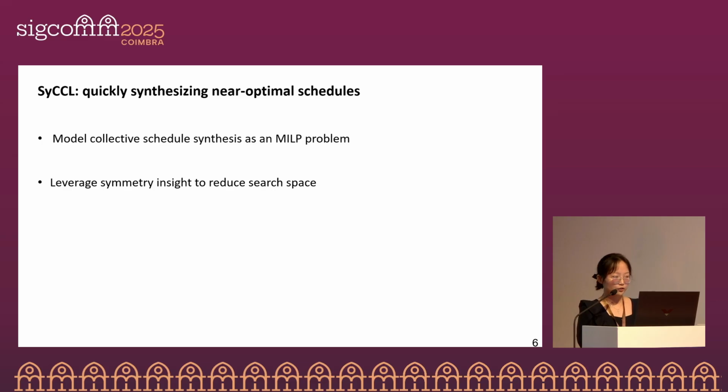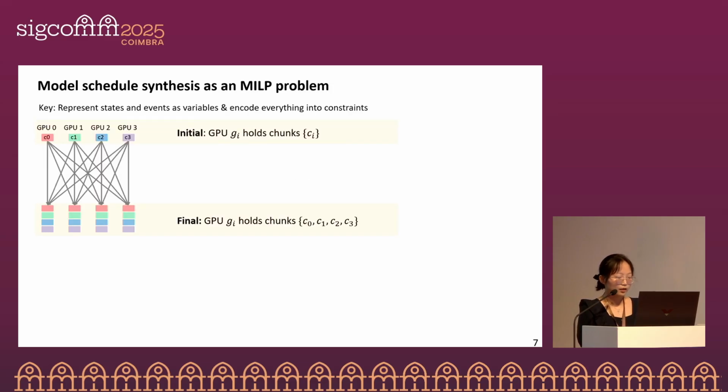Let me first show the MILP part. The key of MILP modeling is to represent all states and events as variables and encode everything into constraints. At the beginning, each GPU holds some chunks. The goal is for every GPU to receive their required chunks. For example, in all-gather, each GPU should receive all chunks.